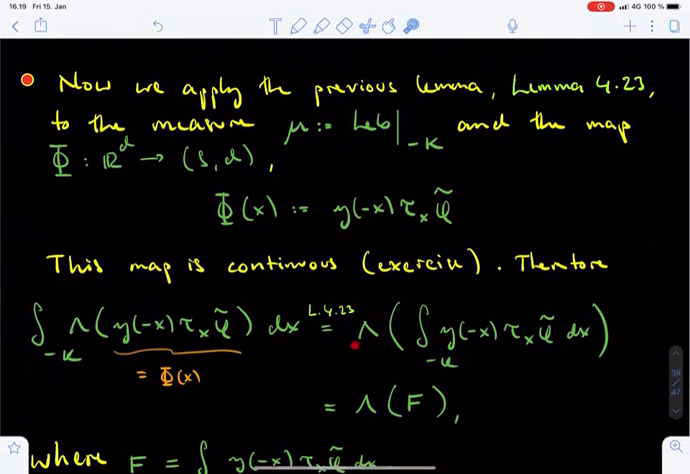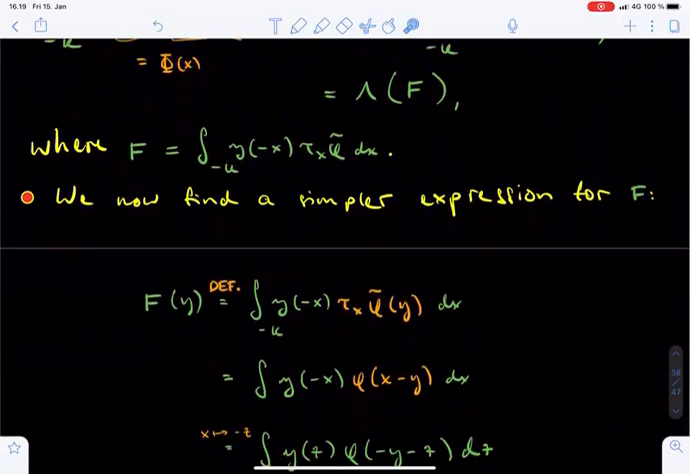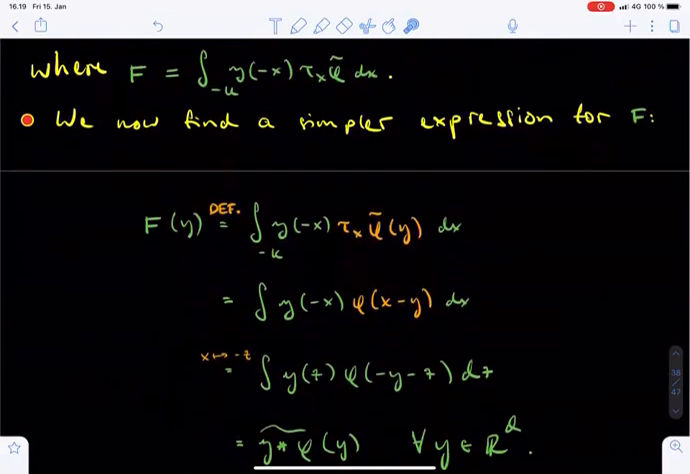The resulting expression is lambda evaluated at a certain Schwartz function, which is the integral of the functions eta of minus x times tau x of tilde phi, integrated over all x in minus K. We abbreviate this function by capital F in the sequel. We will next find a much simpler expression for the function capital F. Fix a vector y in R^d, and first use the definition of the function capital F. The value of F at y is the integral of the values of the functions eta of minus x times tau x of tilde phi evaluated at y, and then integrated over x in minus K.